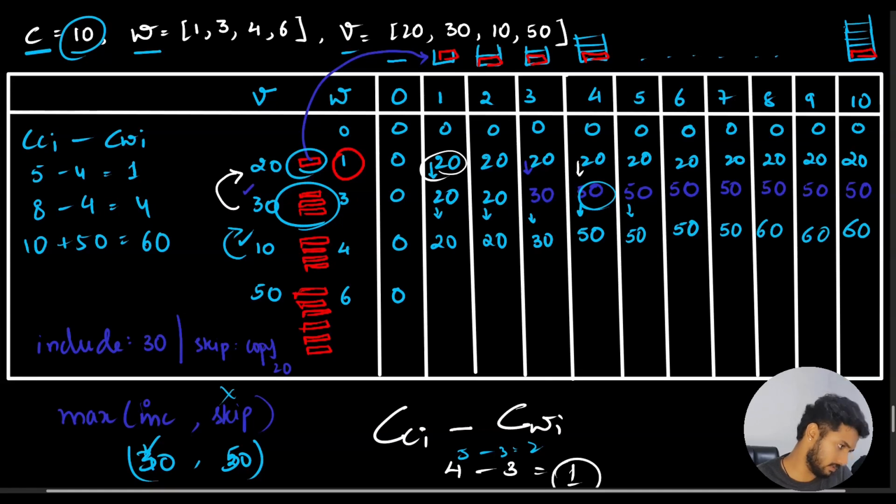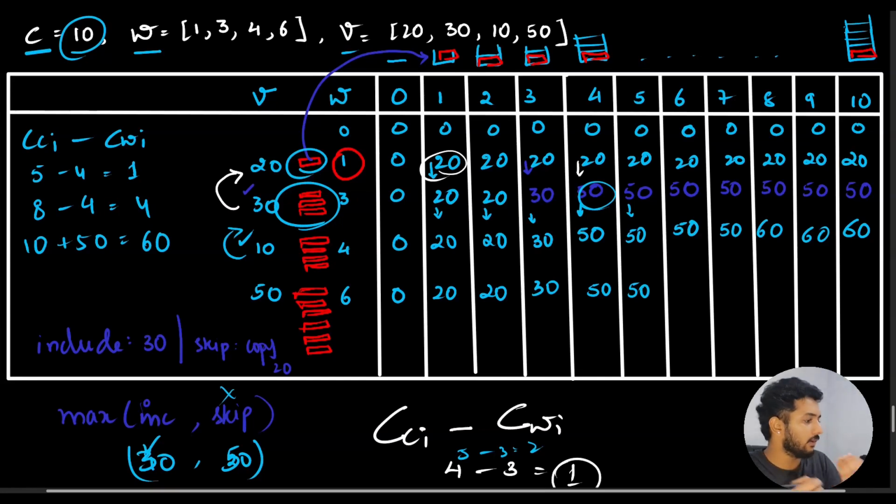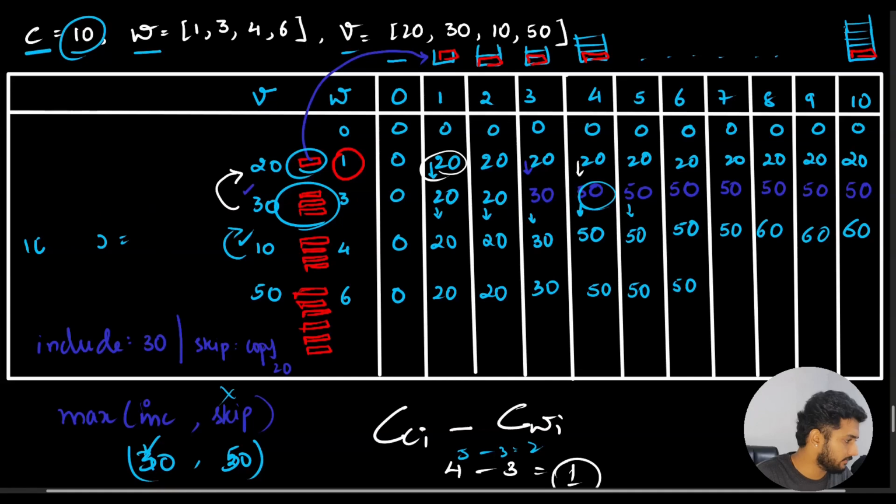Now coming to the 6 blocks. So until 6 we can just copy the previous values. And on reaching 6, just look, even if we include or get the maximum from the previous cell, they are both the same, so we can just simply write 50. And now if we look at this part, the current weight now is 7, and the weight is 6, which is 1.